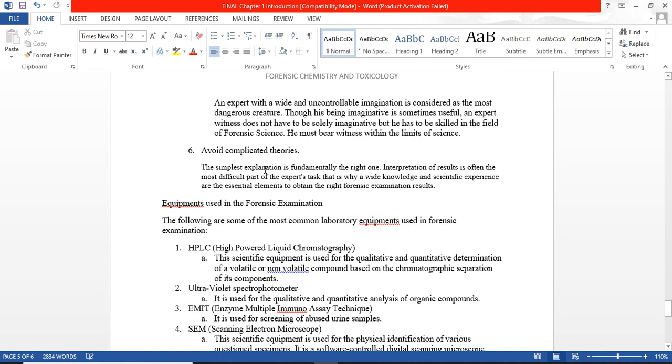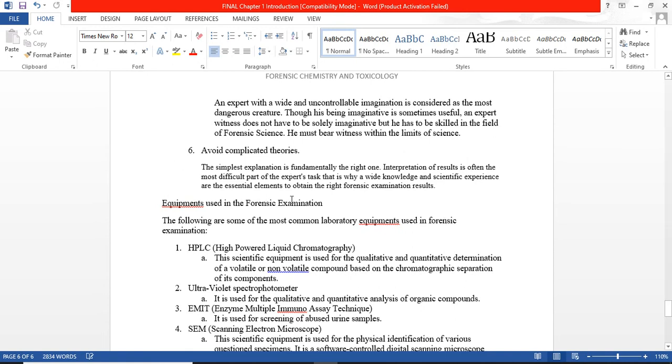Next is avoid complicated theories. The simple explanation is fundamentally the right one. Interpretation of the result is often the most difficult part of the expert's task. That is why a wide knowledge and scientific expertise are essential parts of obtaining the right forensic examination result.